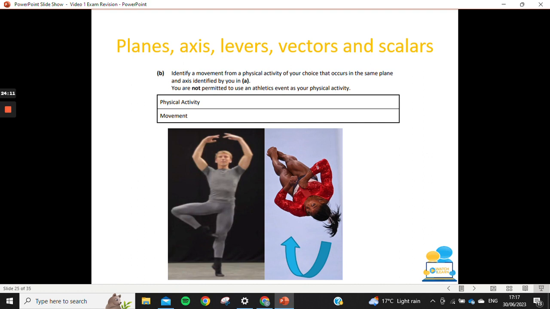Different examples that we could use here: the physical activity could be ballet, and we could be looking at a pirouette, and another rotational movement could be a twist in gymnastics. The physical activity could be gymnastics, the movement could be a twist. And again, there's plenty of other examples from sport and different physical activities. A golf swing is another rotational movement that could be used as well.